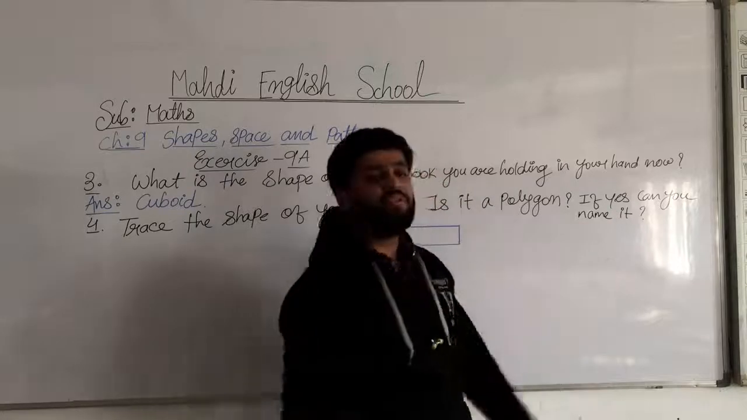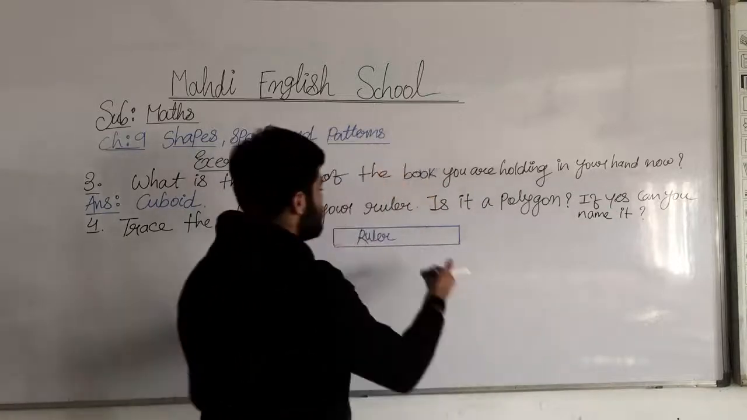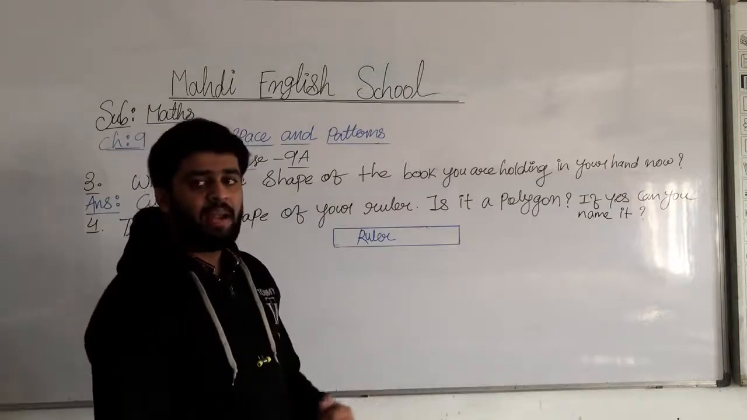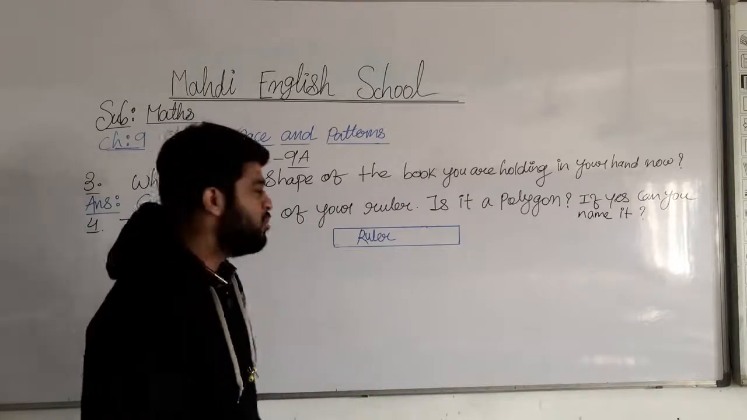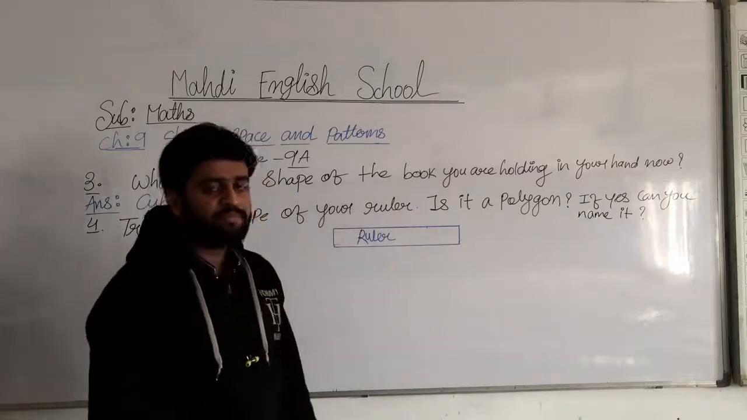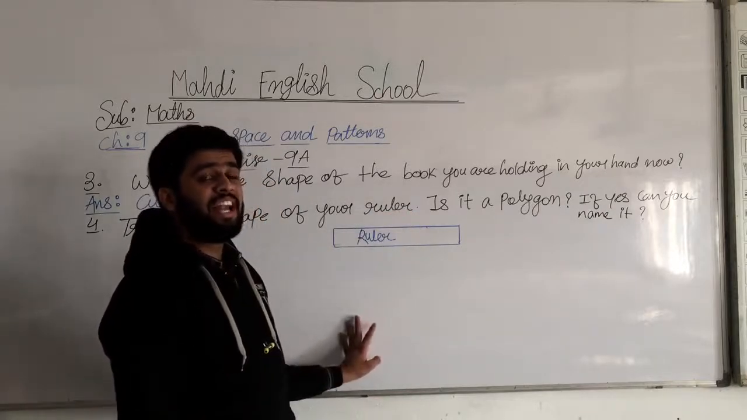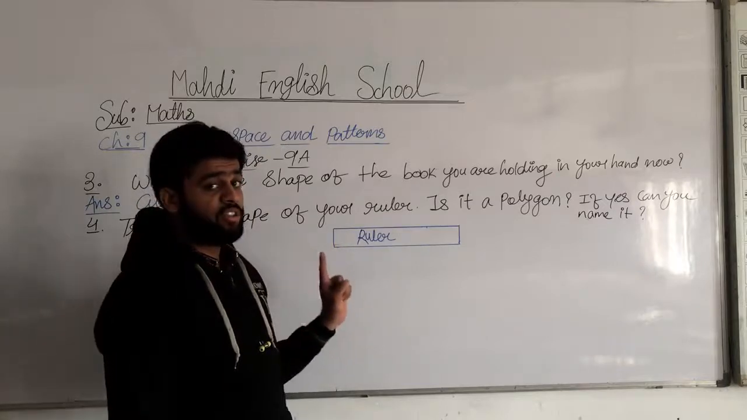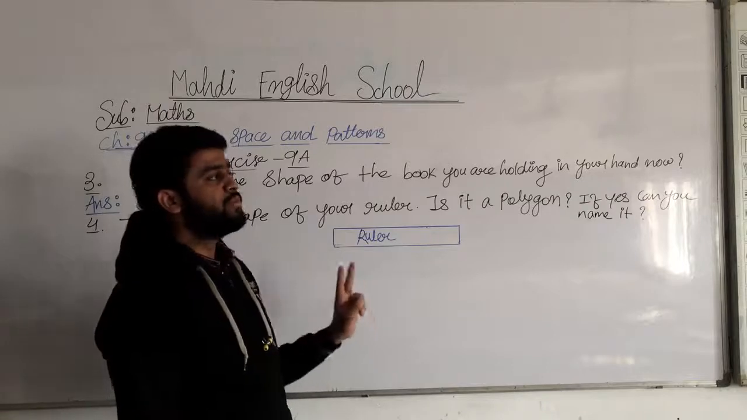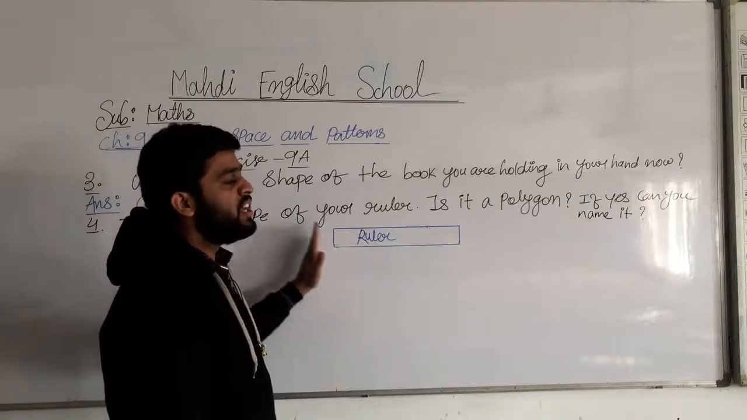So can you name it? We have to give a name. Which shape is the ruler? Now you check your ruler and tell me, my dear students, which shape is your ruler. See here the drawing of the ruler. Can you tell me? Square or rectangle? I will give you the option. Square or rectangle, but here the proper one is what?